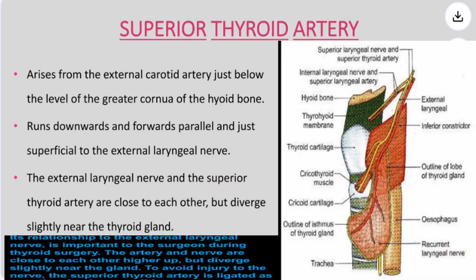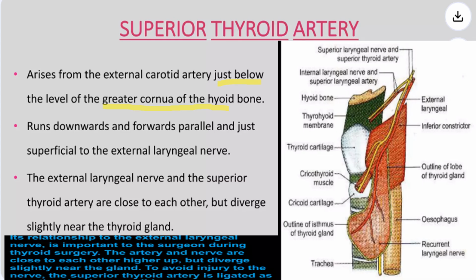Coming to the superior thyroid artery. It arises from the external carotid artery just below the level of the greater cornu of the hyoid bone. So its origin is just below that level. It is important that it is just below the level of the greater cornu of the hyoid bone. It runs downwards. This is the hyoid bone, just below the greater cornu.